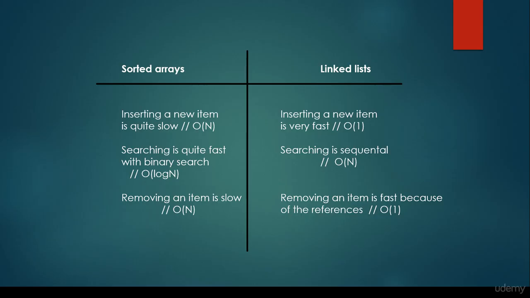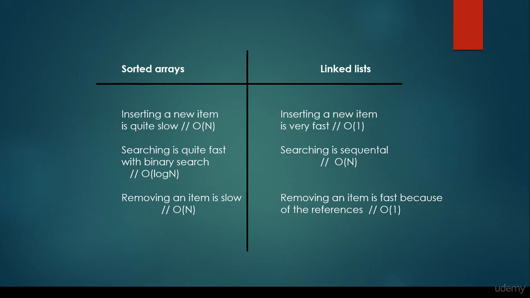But searching is quite fast with binary search if the array is sorted. For an array, it can have logarithmic time complexity. Searching is sequential for linked lists, so that's why we do not prefer searching in a linked list. Removing an item is quite slow for sorted arrays because we have to reconstruct the whole array again with linear time complexity. Removing an item is quite fast for linked lists because we just have to update the references, so we can do it in O(1) constant time complexity.